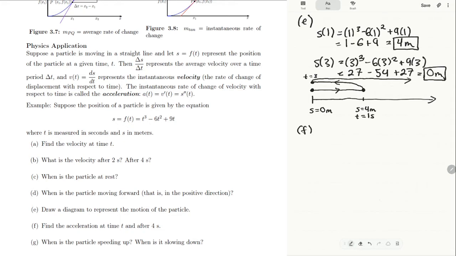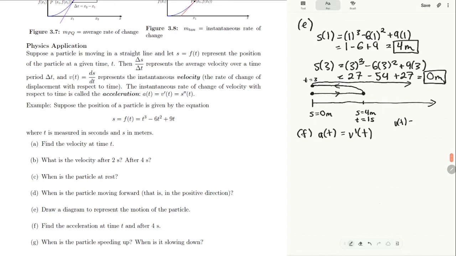So now let's find the acceleration at time t. So the acceleration function is the derivative of the velocity function, or the second derivative of the displacement function. So let's differentiate the velocity function. We know that v of t was 3t squared minus 12t plus 9. And so taking another derivative, we have 6t minus 12.